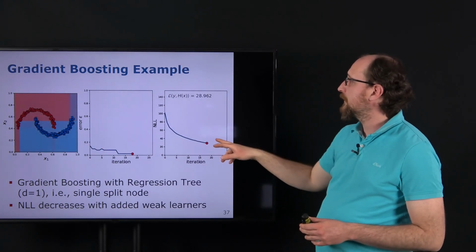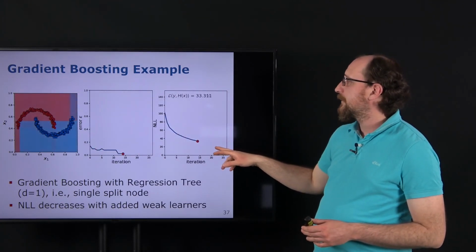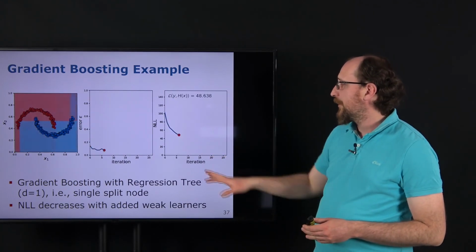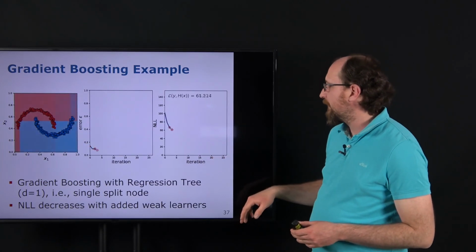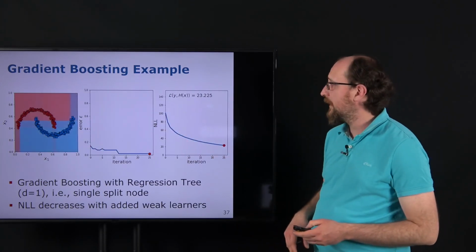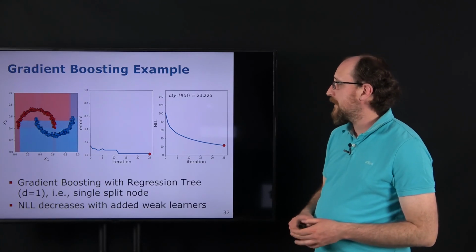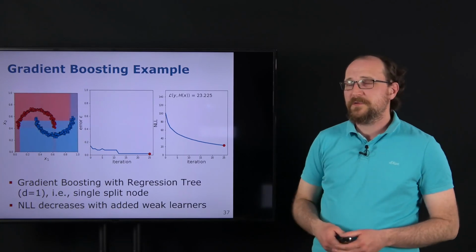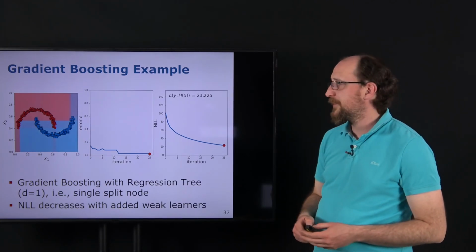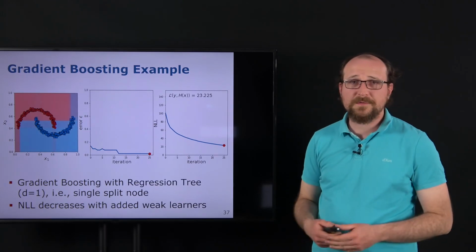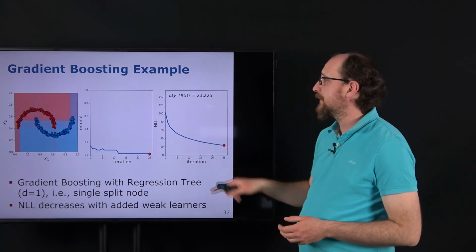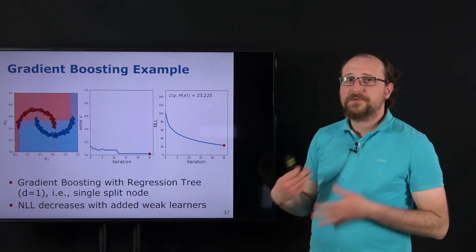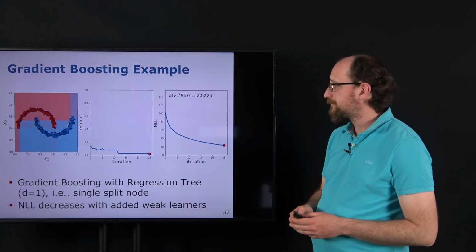And here you see that the negative log likelihood decreases. This is something that we want to have in the end, but I stopped this at 25 iterations. We can do this for many more iterations. Maybe we have to increase the shrinkage a little bit. I think I used 0.1 here, but maybe we can do larger steps, especially in the negative log likelihood, by using a larger nu value.